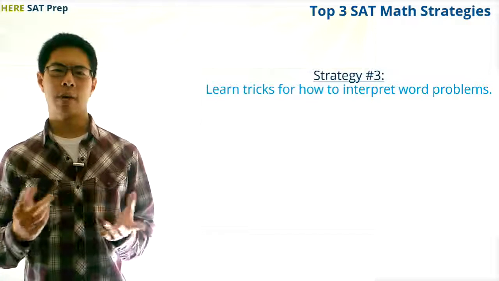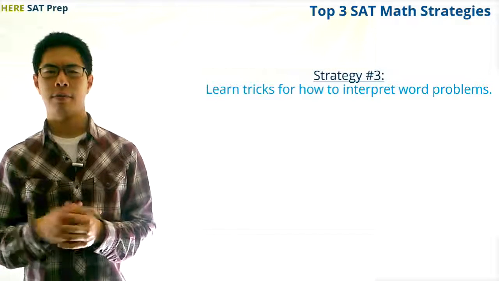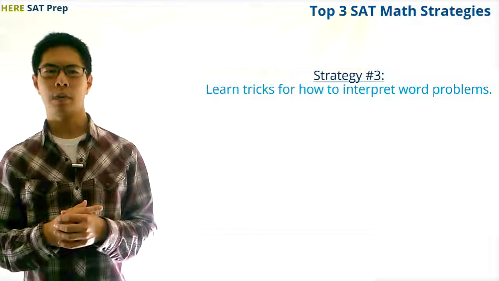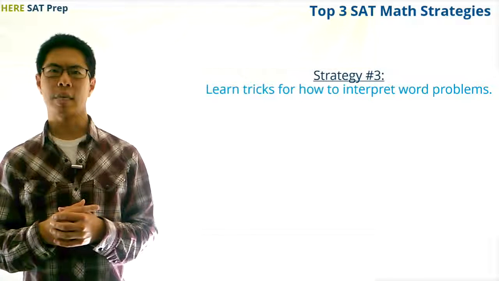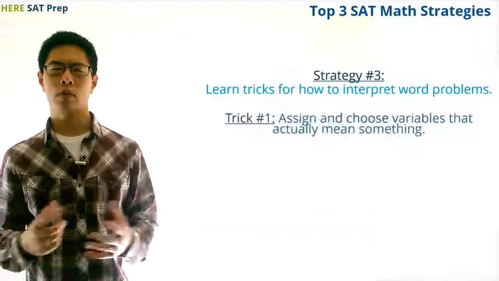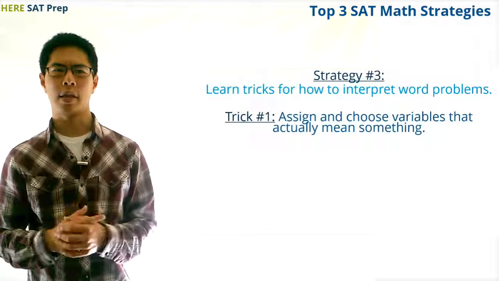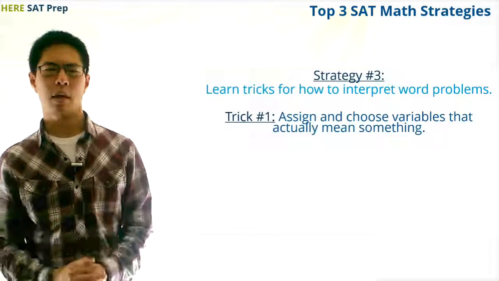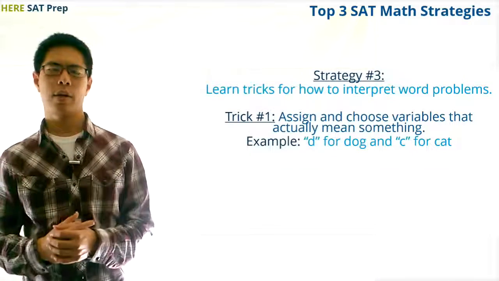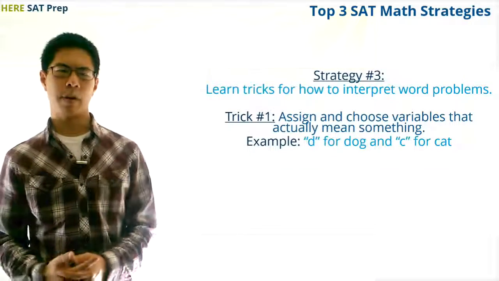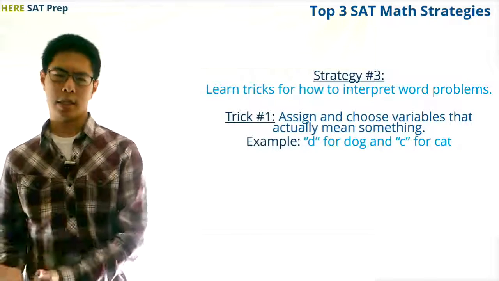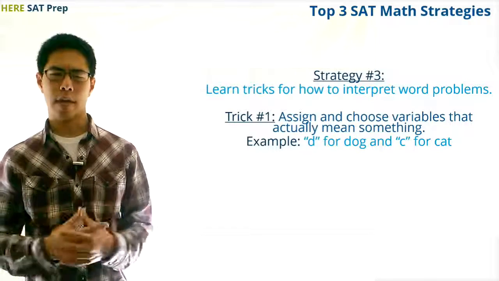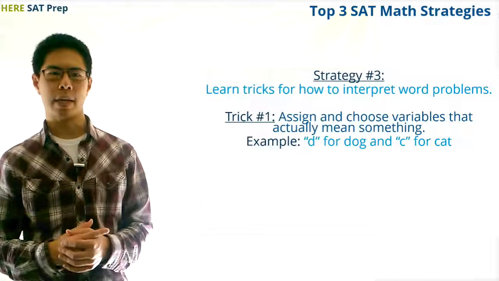So, for this part of the video, we're just going to go through 4 tricks for understanding and interpreting word problems for the SAT math section. First, it's normally a good idea to assign variables to the things in the problem we don't know, and to choose variables with letters that actually mean something. For example, if we are dealing with dogs and cats, let's make our variables D for dogs and C for cats instead of random letters like X and Y, which don't really mean anything.